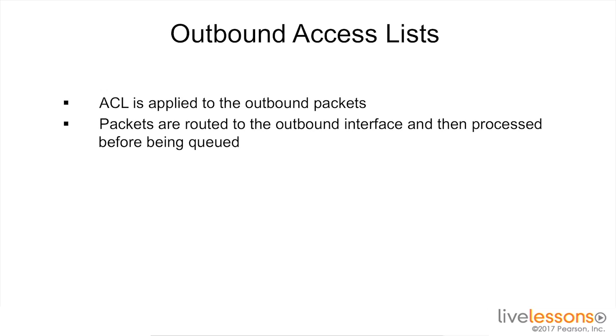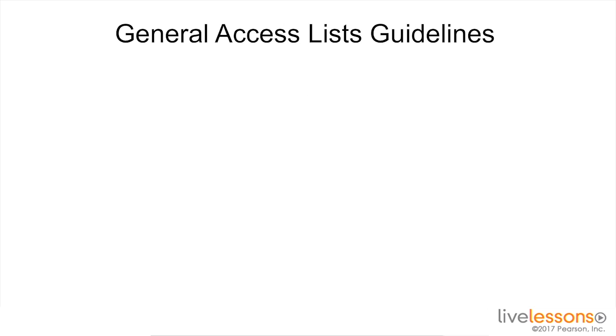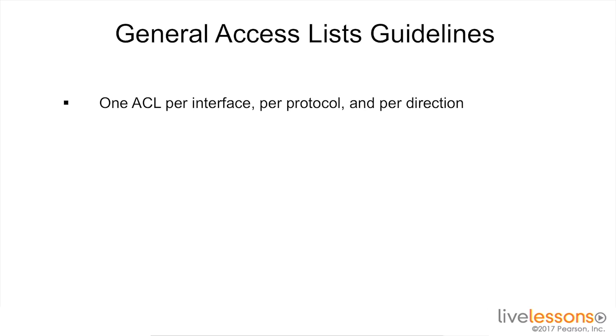In order to have the most effective use of your access list, there are several general access list guidelines you should follow. First, there should only be one access list per interface, per protocol, and per direction.